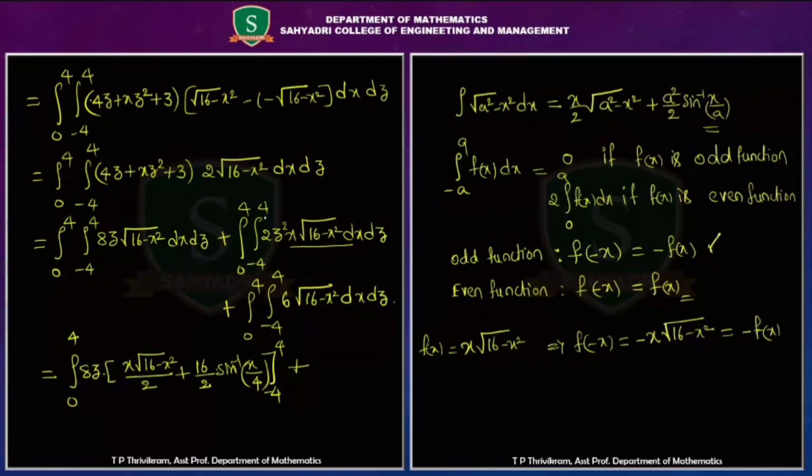Since it is varying from minus a to a, that means minus 4 to 4, so this second term is 0. Now plus, come to the third term, integral 0 to 4. This 6 I am keeping outside.